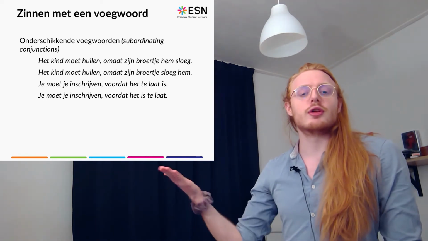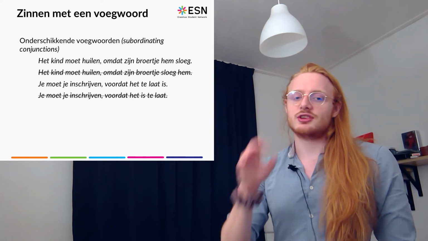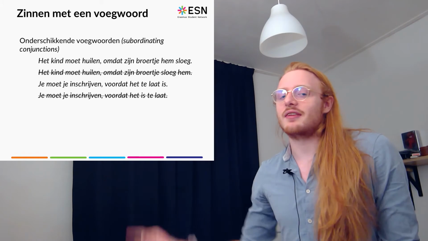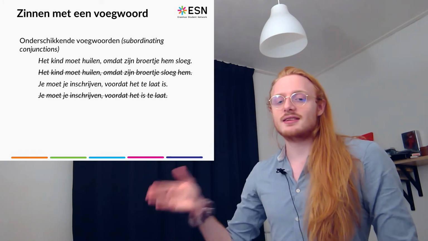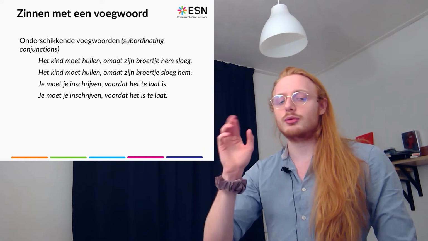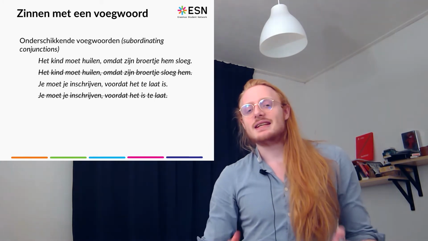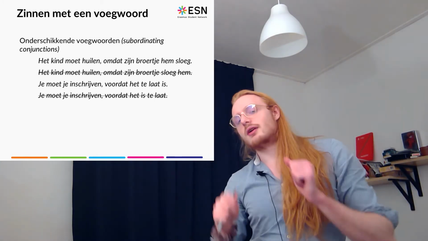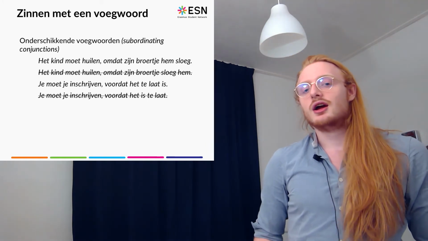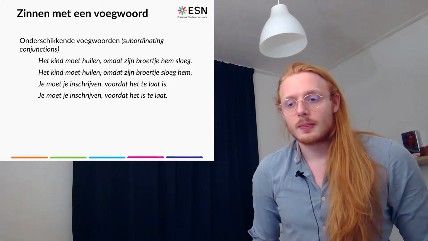Je moet je inschrijven voordat het te laat is: correct. What's not correct is, je moet je inschrijven voordat het is te laat. Translated literally, the bottom one is, you have to enroll yourself before it is too late. That is in English correct. In Dutch it is not. You would say, you have to enroll yourself before it too late is. So the object comes before the verb. What this means in terms of a diagram I showed you earlier is that the finite verb joins the other verbs all the way at the end.